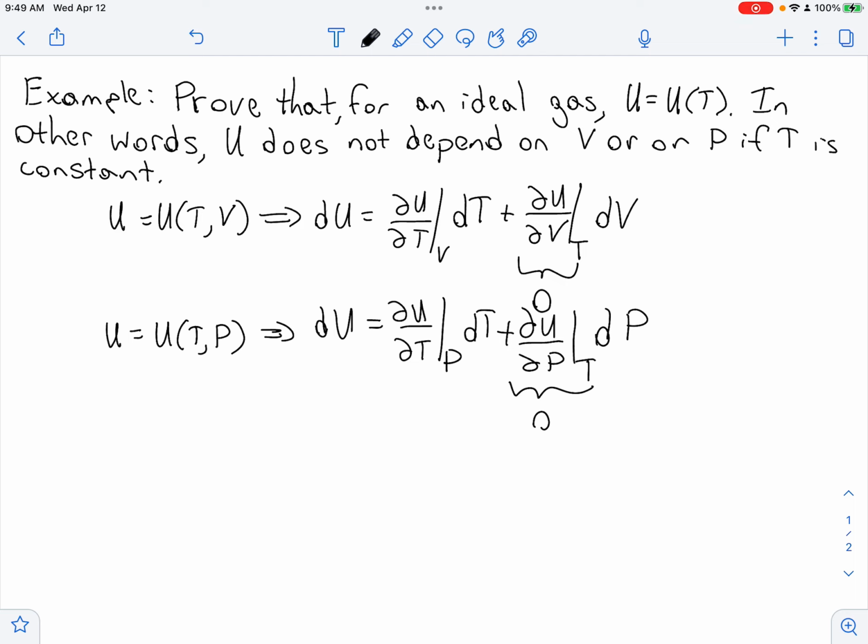Notice that this is equal to CV. By definition, it's the constant volume heat capacity. This, on the other hand, is not CP. CP is dH/dT at constant P.